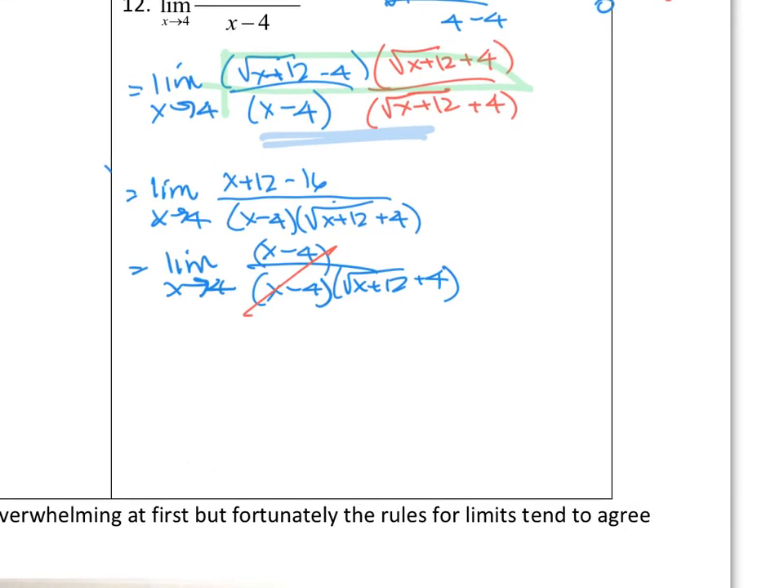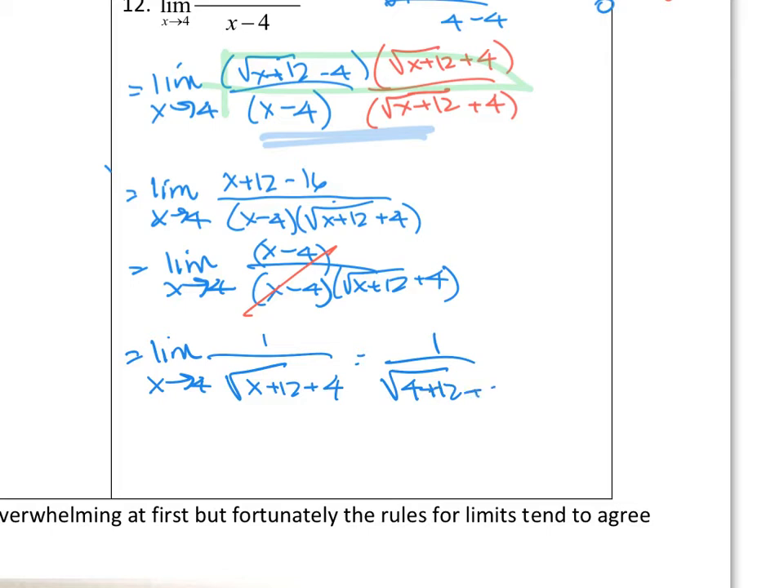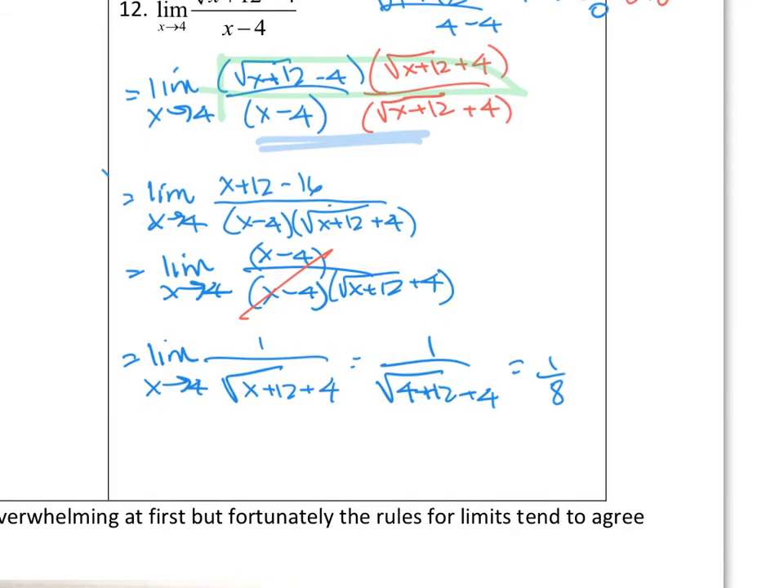And we get, continuing on with our simplifying, 1 over the square root of x plus 12 plus 4. Now we can plug in our C value of 4. And if you notice, we should end up with 1 over 4 plus 4. So we end up with 1 over 8. So those are the solutions for the limits for 11 and 12.